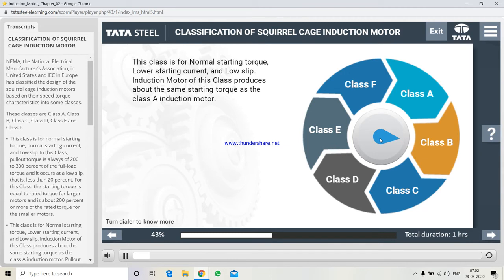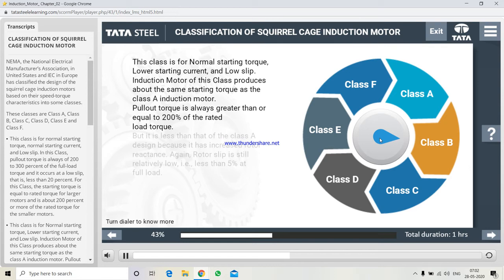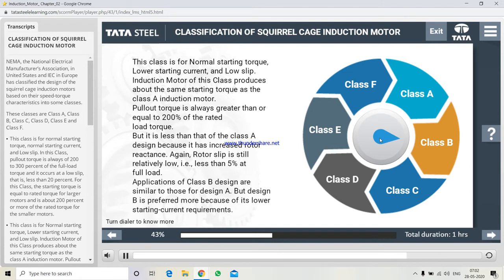This class is for normal starting torque, lower starting current, and low slip. Motors of this class produce about the same starting torque as the Class A induction motor. Pull-out torque is always greater than or equal to 200% of the rated load torque, but it is less than that of the Class A design because it has increased rotor reactance. Again, rotor slip is still relatively low, that is less than 5% at full load. Applications of Class B design are similar to those for Design A, but Design B is preferred more because of its lower starting current requirements.